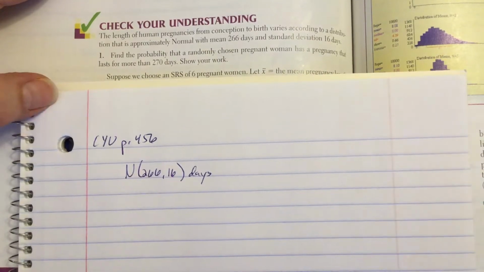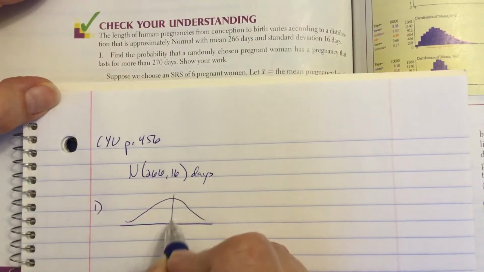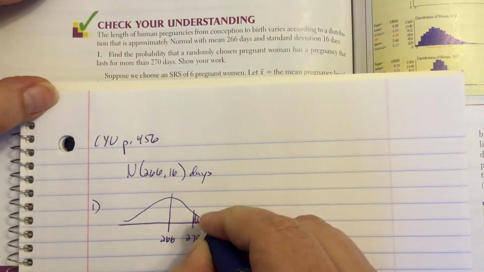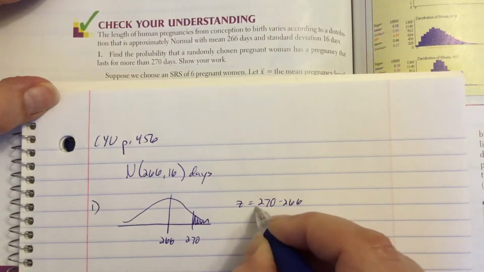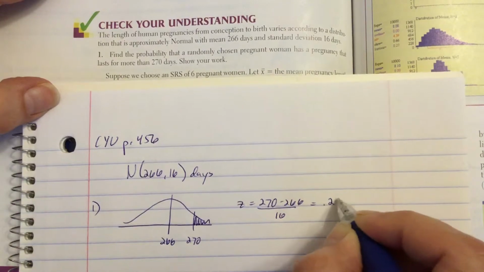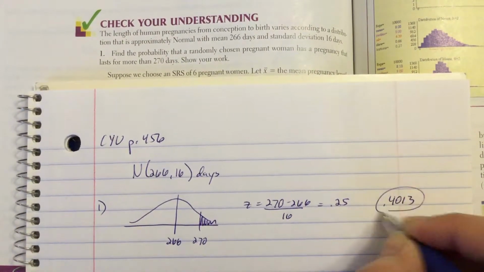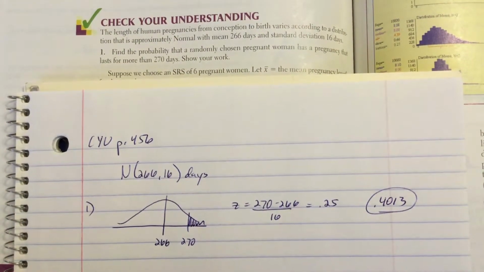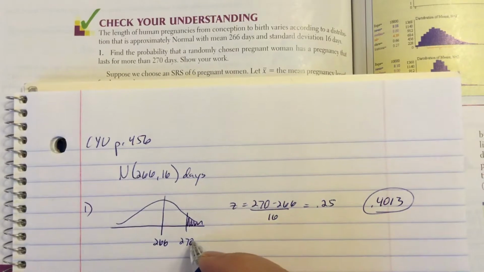Okay, that is a straightforward z-score, straight out of chapter 2. So we'll just draw our curve, do all this fun stuff, z-score it. I think we get a z-score of 0.25, run that in our calculator, and we get the probability of 0.4013. So approximately 40%, there's a 40% chance that a randomly chosen pregnant woman will have a pregnancy that will last more than 270 days. Okay?